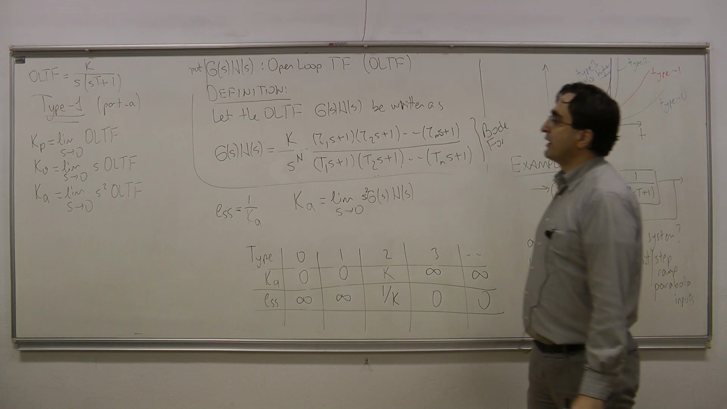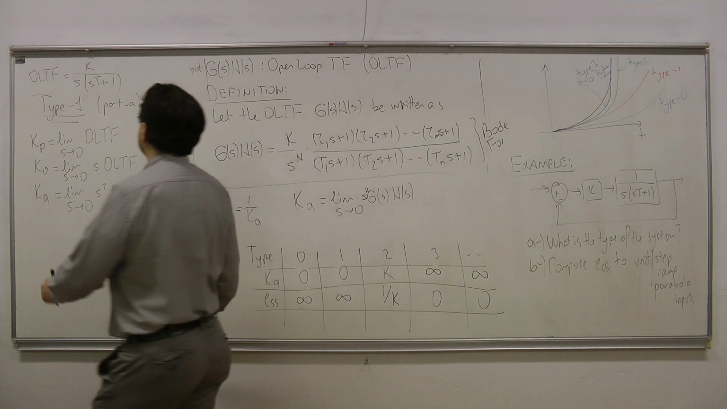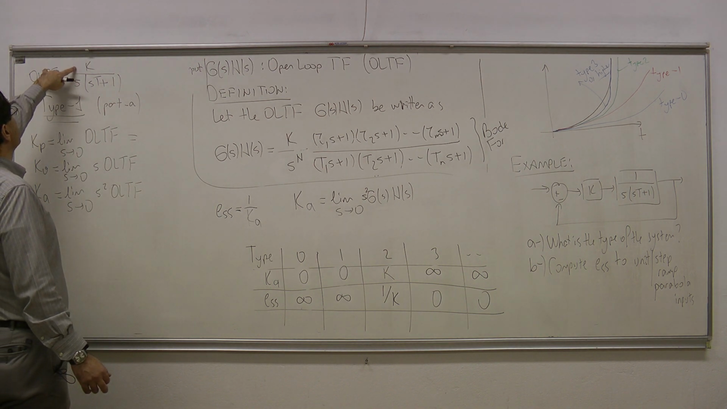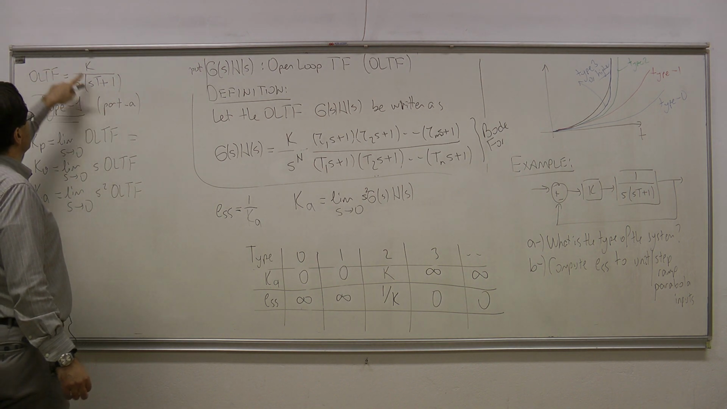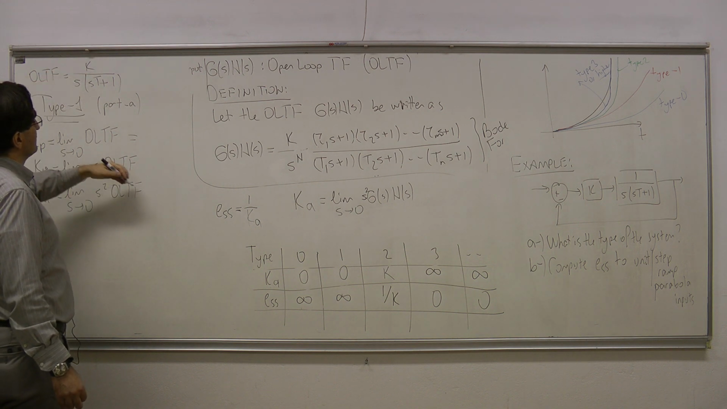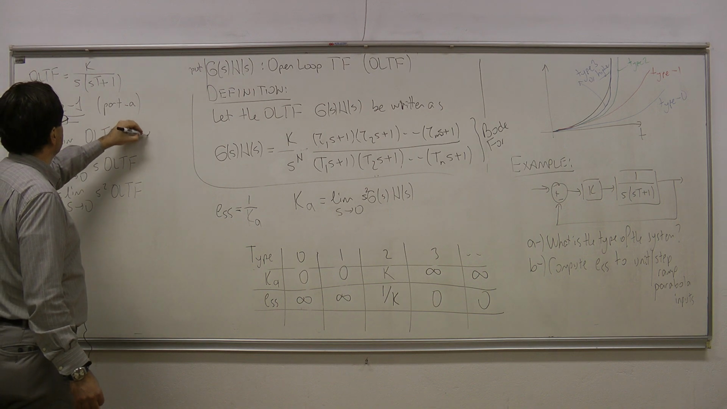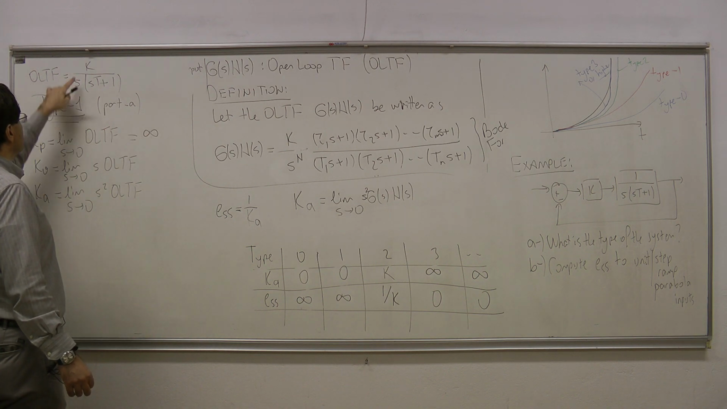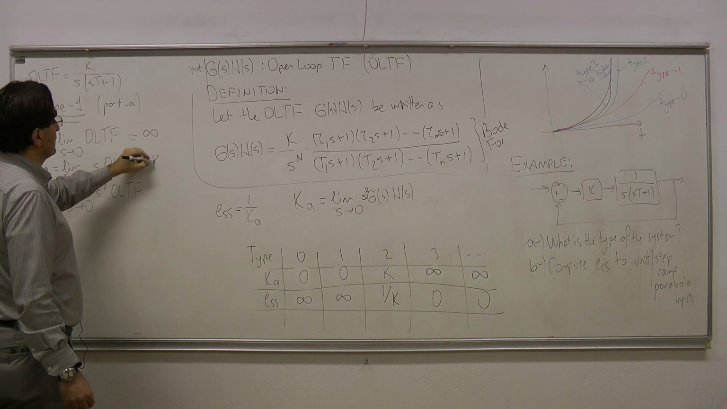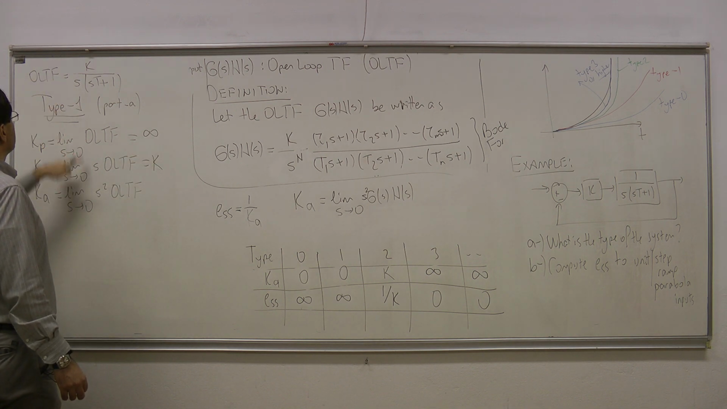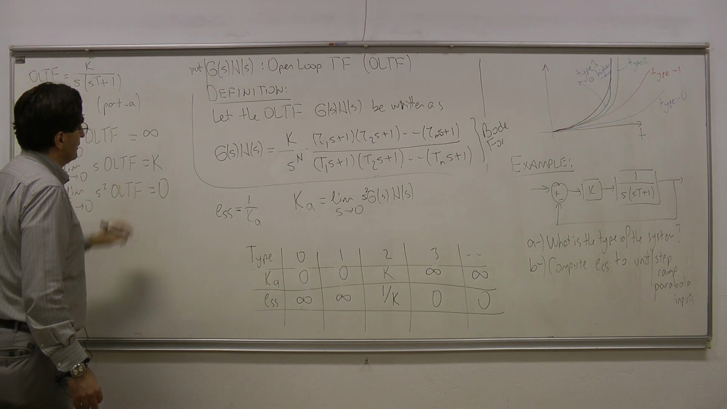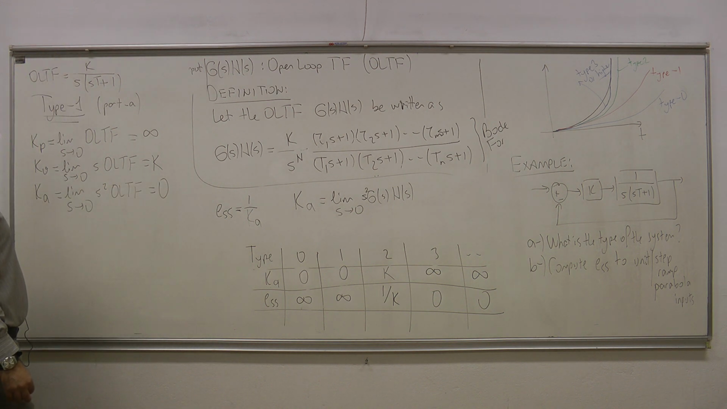Now when you look at the first limit here, as s goes to 0, it is going to be K over 0, which is going to be infinity. Multiply this with s and take the limit, it is just going to be K. And multiply this with s squared and take the limit as s goes to 0, this is going to be 0. Okay?